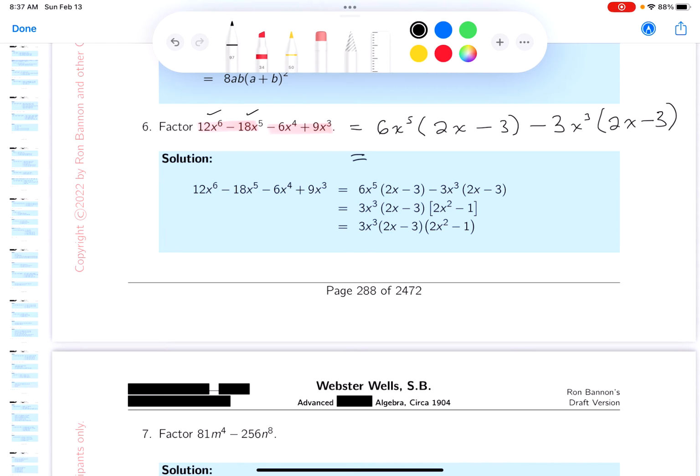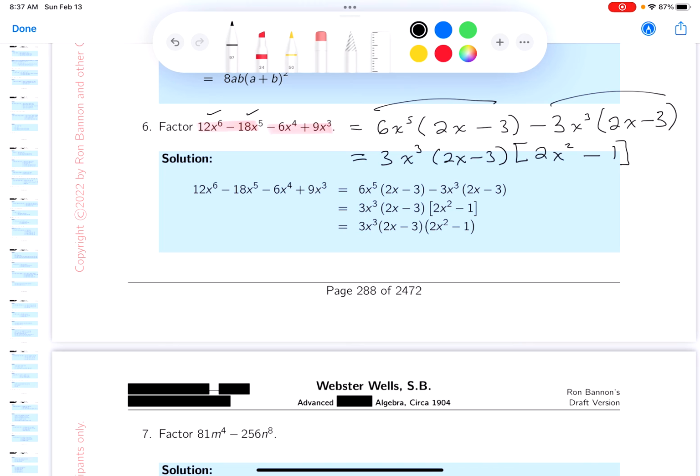So let's write this down. There's a common factor between these two terms. And what is it? Well, I'm looking at it. It's 3. That's common. x cubed, that's common. And 2x minus 3, that's common. What remains? 2x squared minus 1.